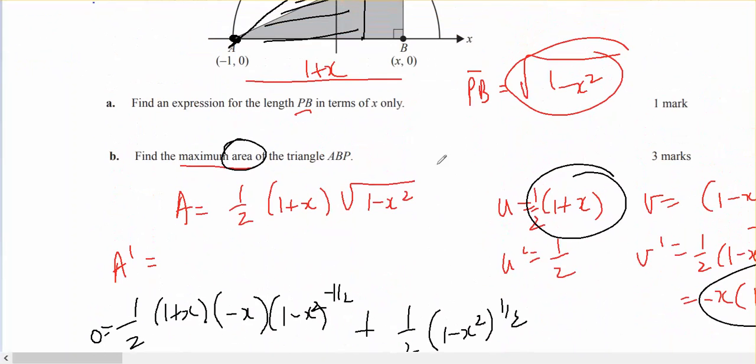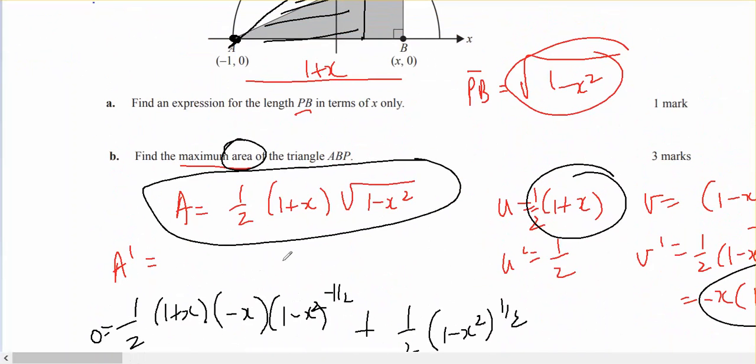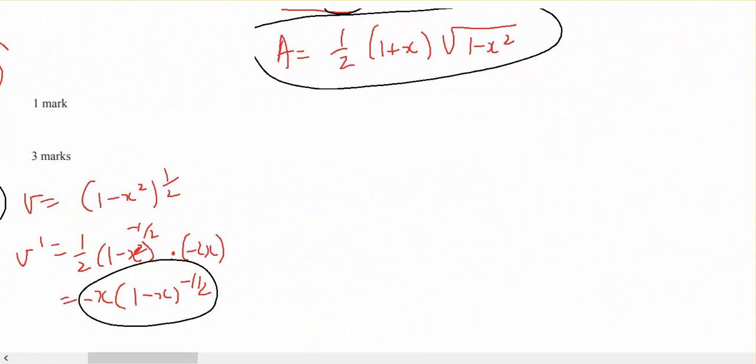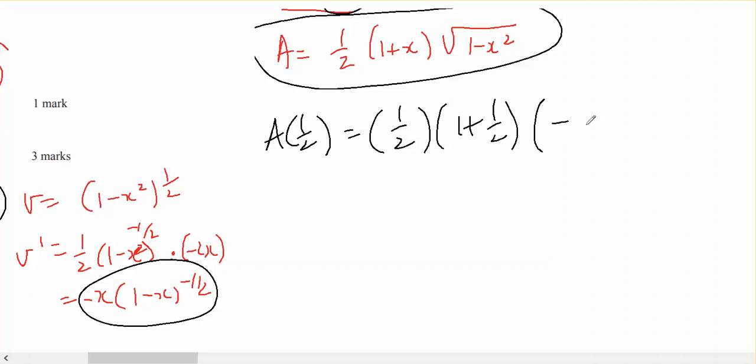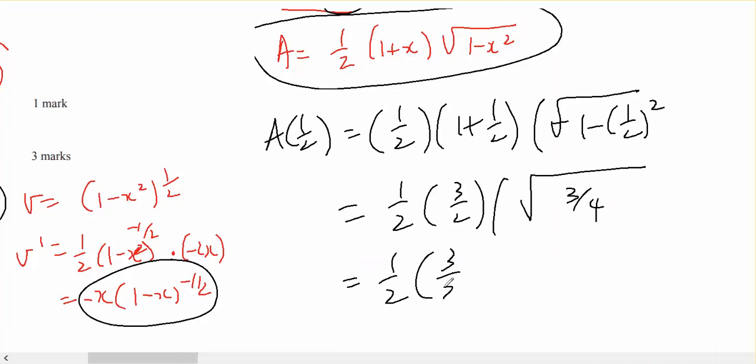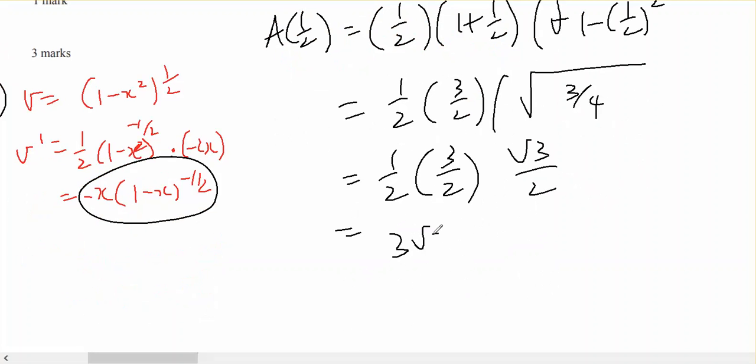So if I take my area expression and I put a half in there, A of a half is going to equal a half times 1 plus a half times the square root of 1 minus a half squared, which is a half times 3 on 2 times the square root of 3 on 4, which is a half times 3 on 2 times the square root of 3 on 2, which looks like 3 root 3 on 8.